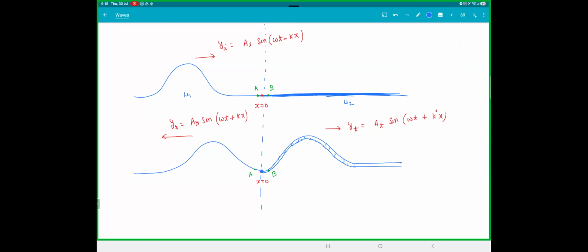so A and B are 2 points on the string 1 and 2. I'll write here: A and B are points on the string 1 and 2, very close to x is equal to 0.